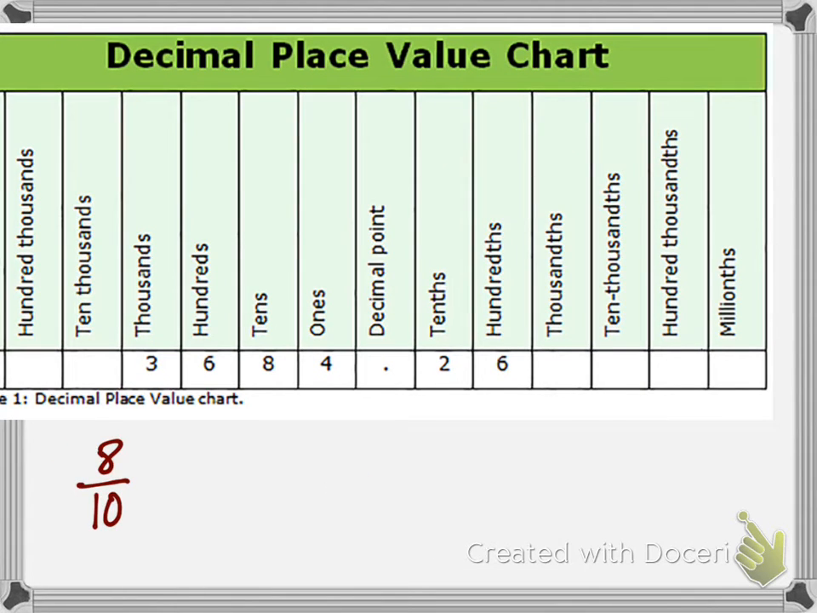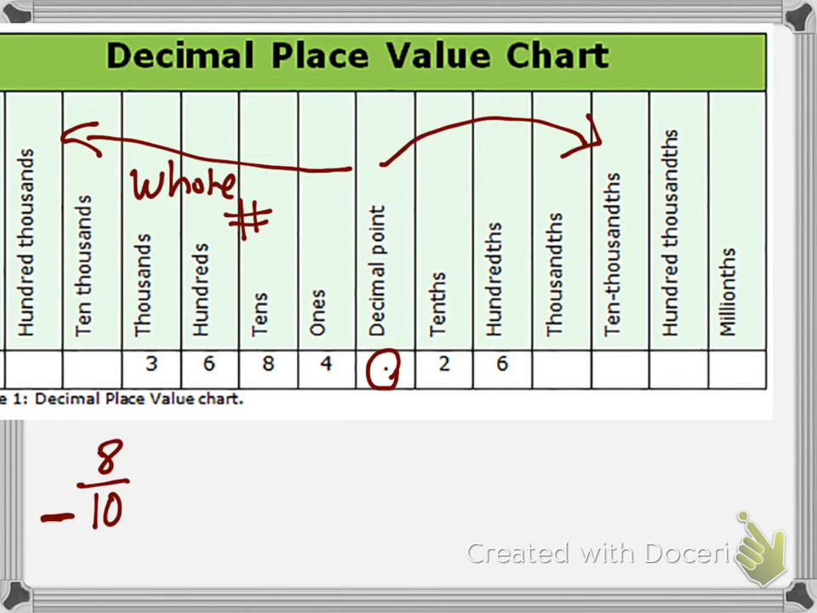Okay, now we see a fraction of 8/10. Let's look at our decimal place value chart. Notice that there is no whole number next to this fraction. This is not a mixed number. This is just a fraction. So we are not going to look to the left of the decimal point because this represents the whole number. There is no whole number next to this fraction. So we're going to focus to the right of the decimal point because this is the fractional part.